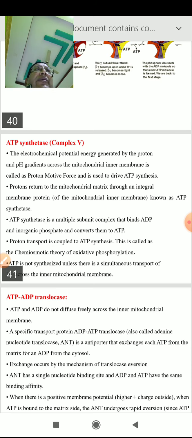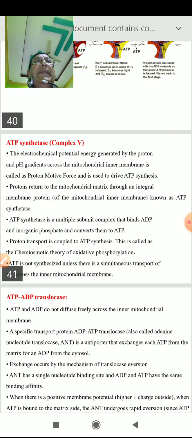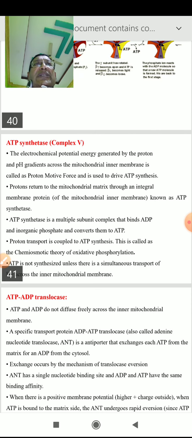Protons return to the mitochondrial matrix through an integral membrane protein of the mitochondrial inner membrane known as the ATP synthase. ATP synthase is a multiple subunit complex that binds ADP and inorganic phosphate and converts them into ATP. Proton transport is coupled to the ATP synthesis. This is called the chemiosmotic theory of oxidative phosphorylation. ATP is not synthesized unless there is simultaneous transfer of hydrogen protons across the inner mitochondrial membrane.